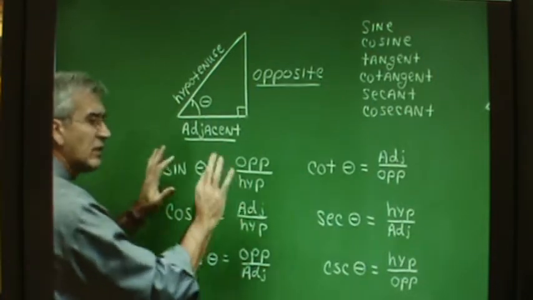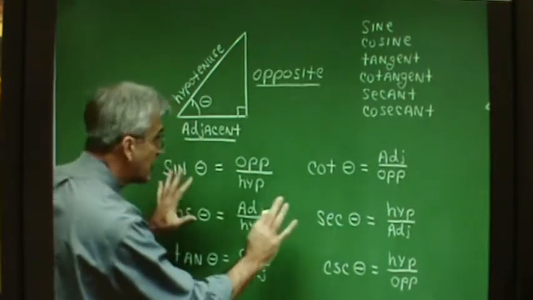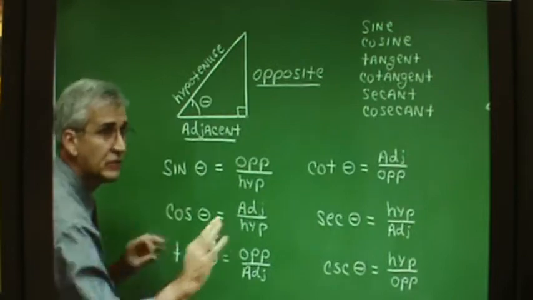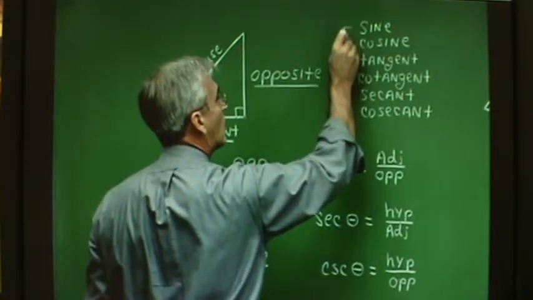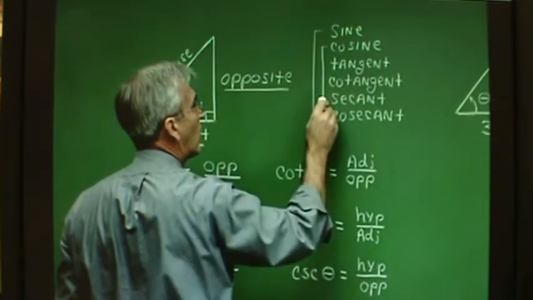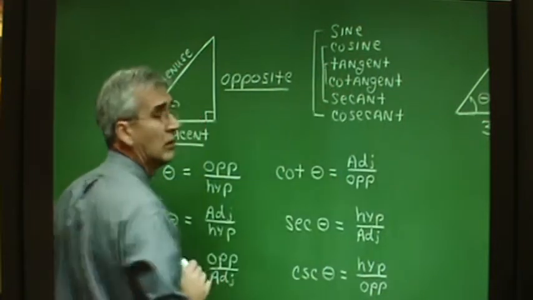Now the reciprocal ideas are not as easy to see when listing the trig ratios like this. They're a little easier to see like this. Let me show you up here. Sine and cosecant are reciprocals. Cosine and secant are reciprocals. Tangent and cotangent are reciprocals.